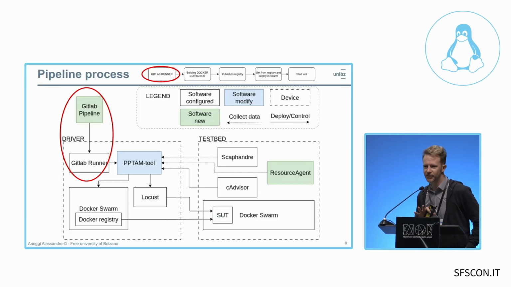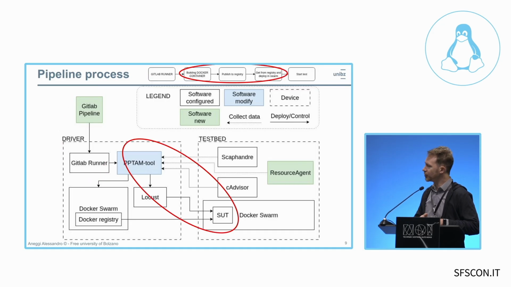So just to explain a bit how it works in the automatic way inside the pipeline. Once we make a commit, we have the GitLab runner that is running inside the driver. And this part starts to execute everything we want. In this case, I use the PPTAM tool that executes multiple kinds of actions, but we can use whatever we want, or we can create a small tool that does this part.